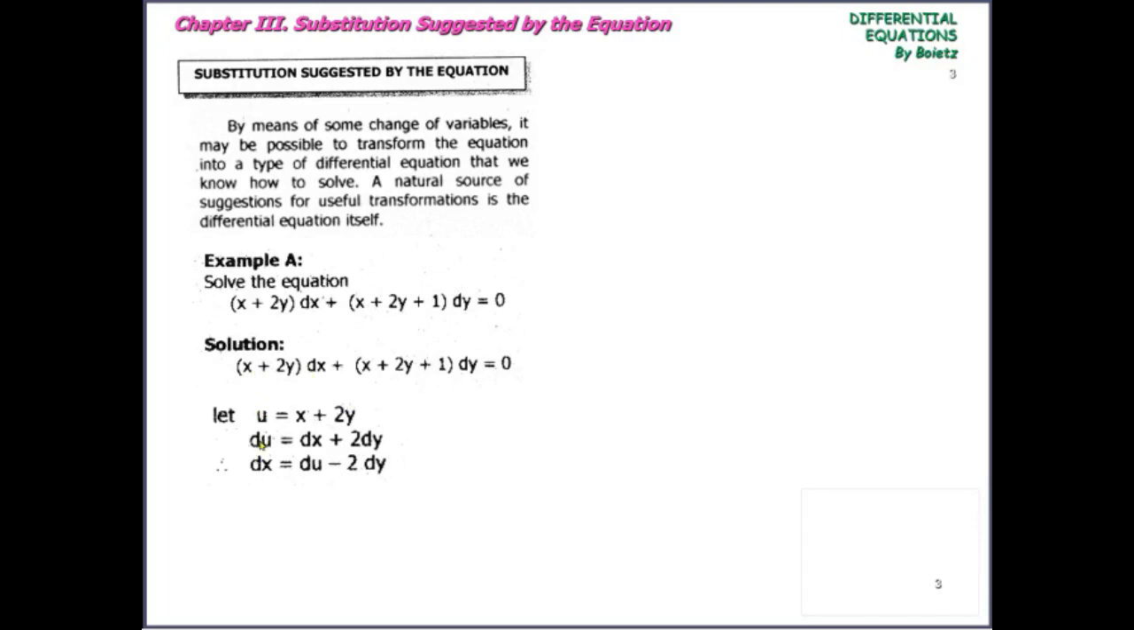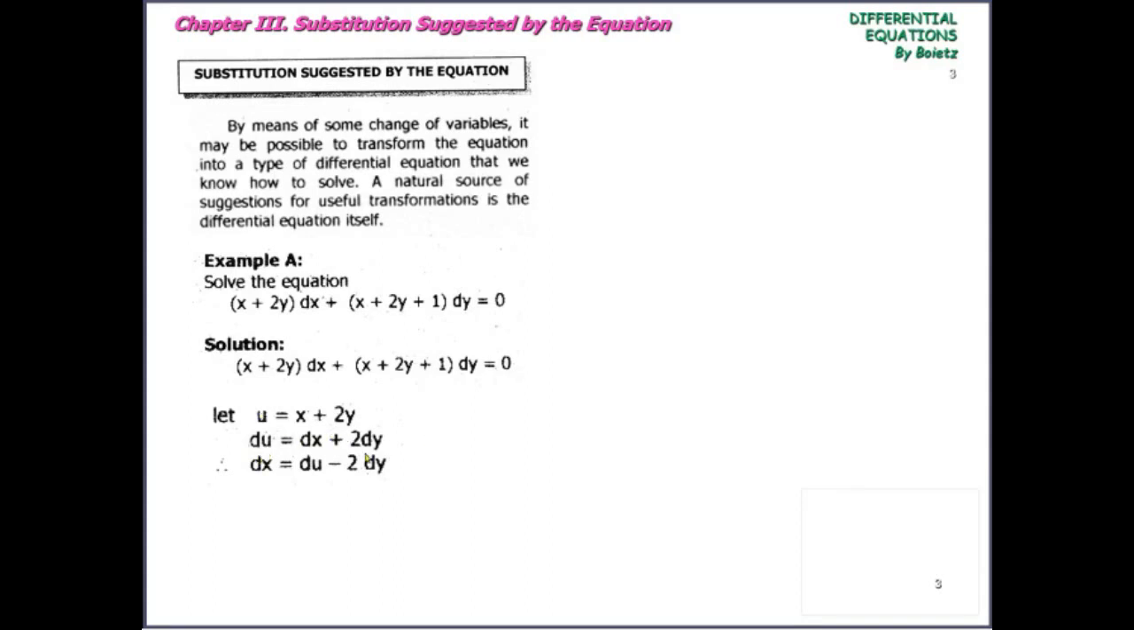Then the derivative of du. Kumbaga parang magsasubstitute ka, magagamit ka ng another variable to make this or the result will be transformed into let's say variable separable o kaya naman any other differential equation wherein alam na natin yung solution. Okay. Then take the derivative: du is equal to dx plus 2 dy. This is the derivative of u.